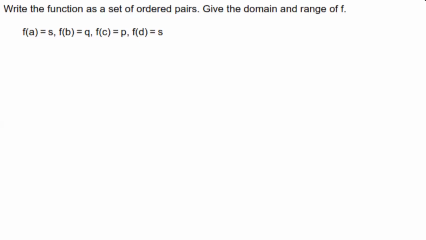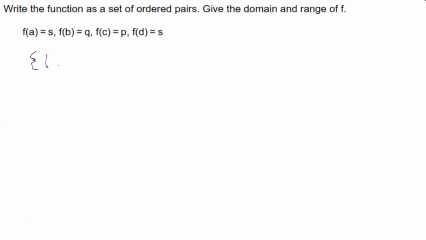All right, so here it says, write the function as a set of ordered pairs, give the domain and range of f. All right, so if we're going to have a set of ordered pairs, we're going to have to make a set notation. So that's going to be kind of the sideways bird or however you want to look at it. And ordered pairs are going to be the x, y ordered pairs.